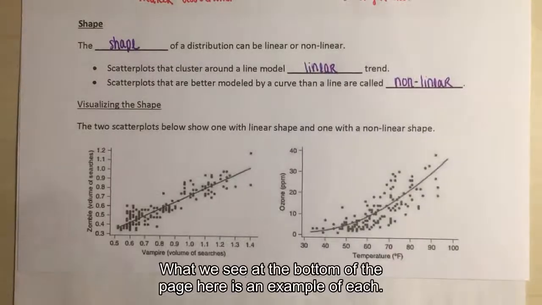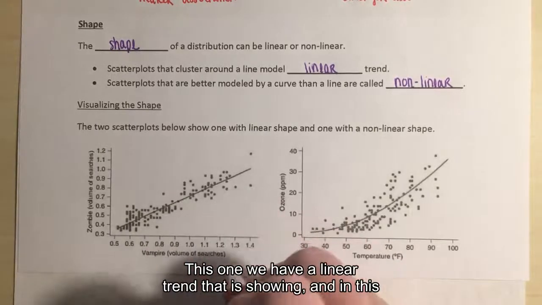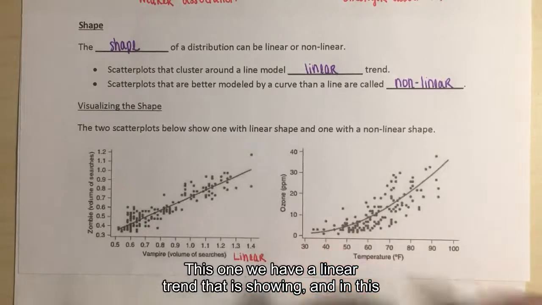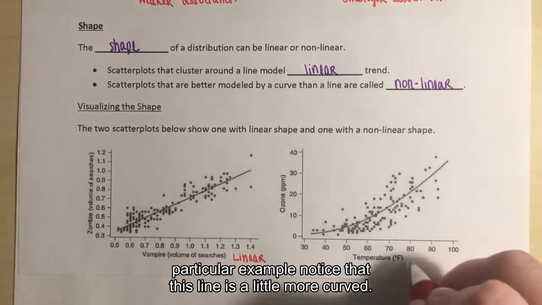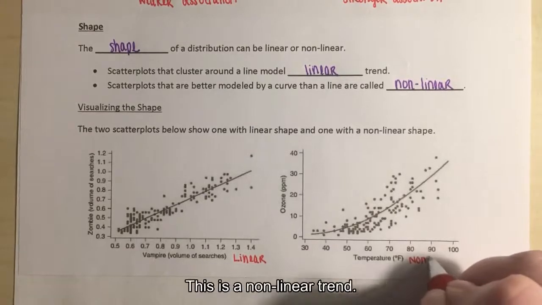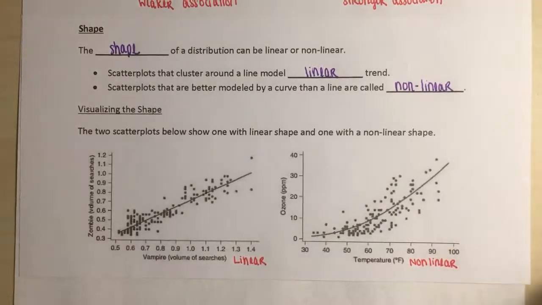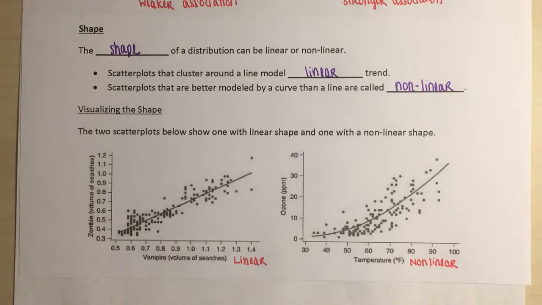Okay. And what we see at the bottom of the page here is an example of each, right? So this one, we have a linear trend that is showing. And in this particular example, notice that this line is a little more curved. This is a non-linear trend. Non-linear shape. We also use, unfortunately, the word trend to kind of explain both.